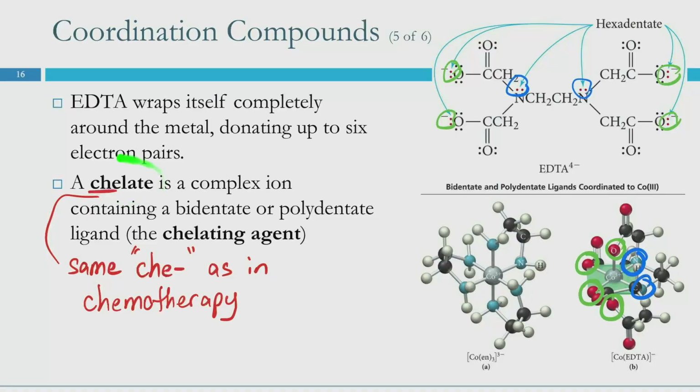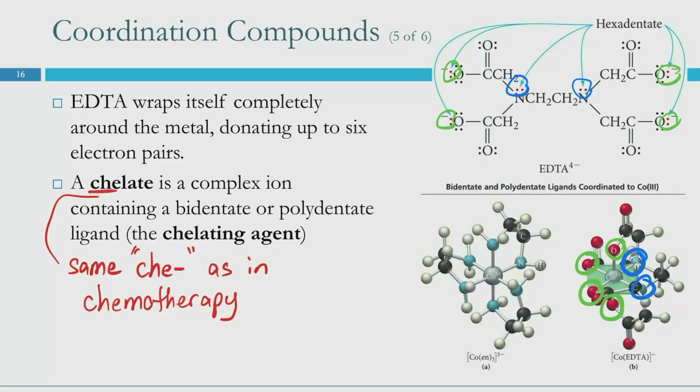So a chelate is a complex ion that contains a bidentate or polydentate ligand, which is the chelating agent. Chelating agents are nice for some uses because since they have 2 or 6 or however many binding sites, once they get attached, it's really hard to remove them, which can be bad if you want to remove the central metal ion. But if you're trying to bind it up and pull it out of solution, chelating it is a great way to do it.